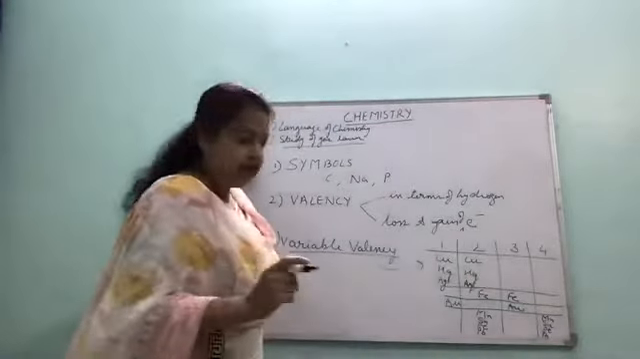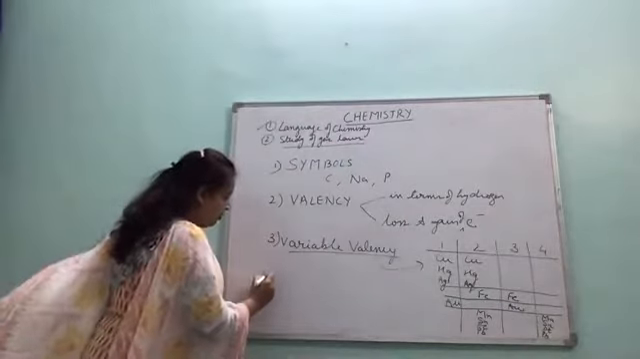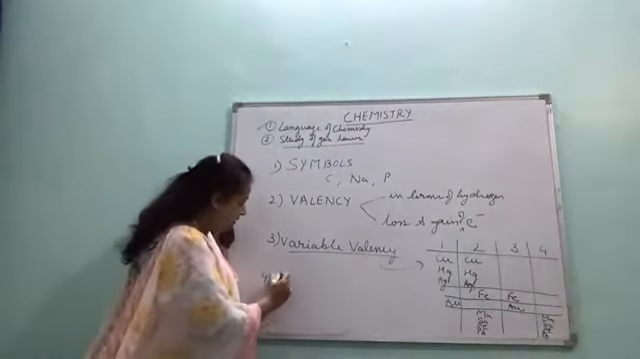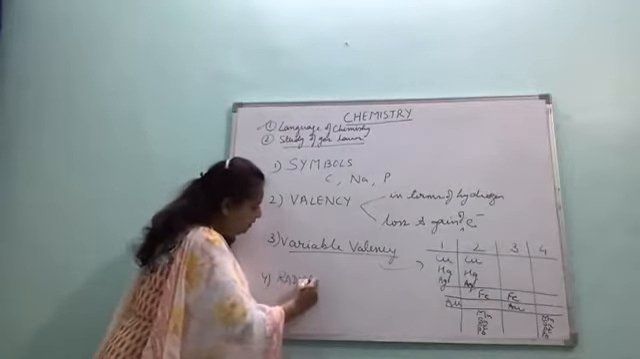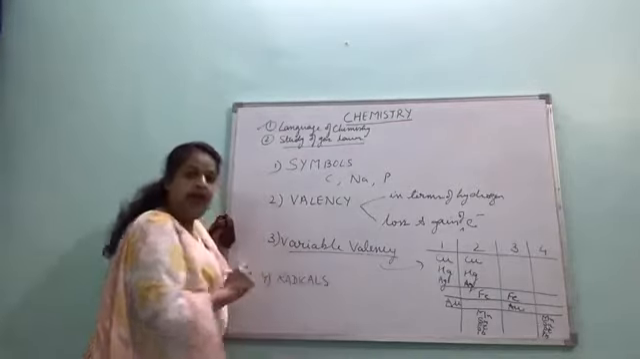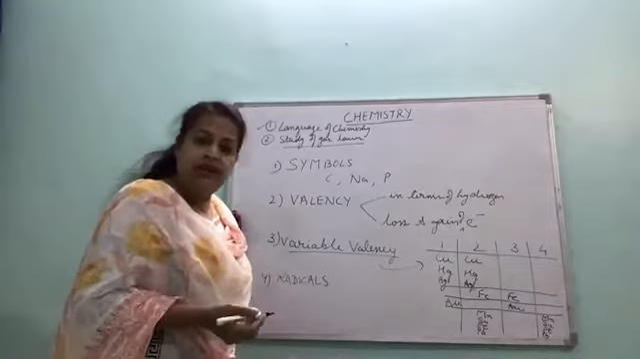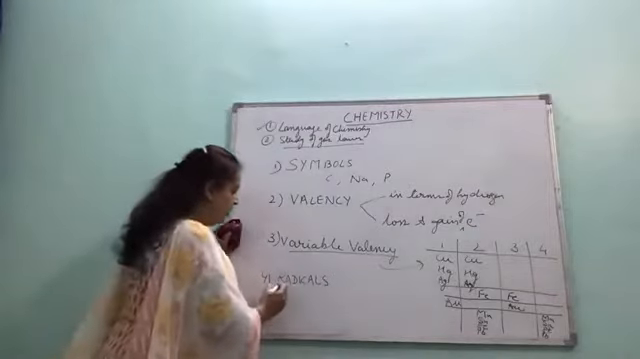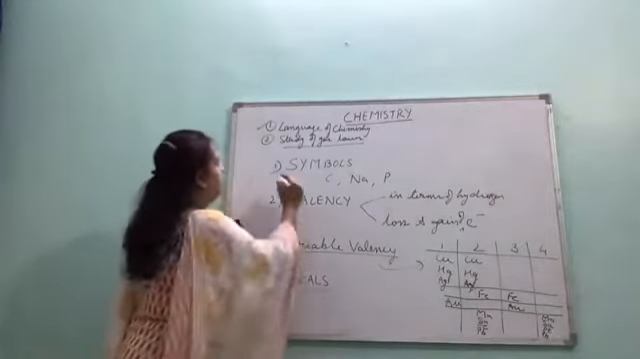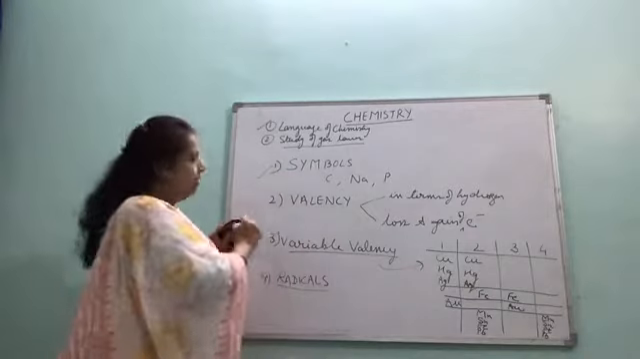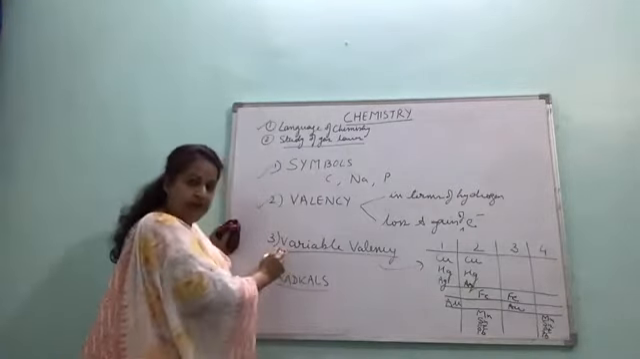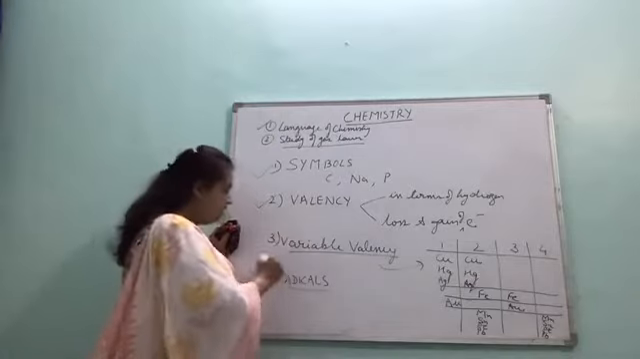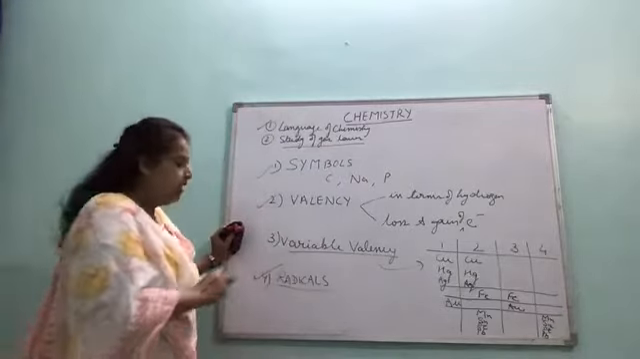Alright. Now the next definition which you should mark here is of radicals. A group of atoms which behave as a unit and have charge, show positive or negative valency. So you will be learning the definition of symbol, definition of valency. You should know what is variable valency and the definition of radicals.